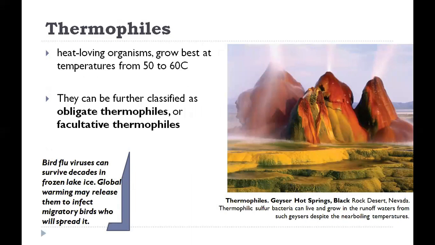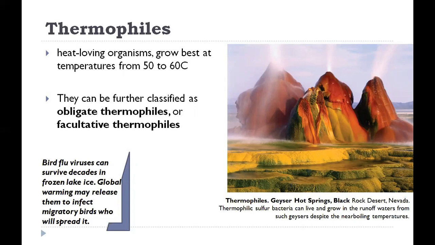Now, next example is of thermophiles. So thermophiles are heat-loving organisms, for which the optimum growth temperature is very high, around 50 to 60 degrees Celsius. Just like psychrophiles, even thermophiles are classified as obligate thermophiles or facultative thermophiles. Obligate thermophiles are the organisms which survive only at high temperature. There are organisms found growing at their best at temperatures of 105 to 115 degrees Celsius, such a high temperature.